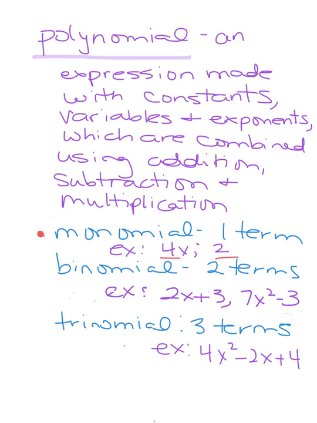If we're looking at a binomial, the prefix bi means 2, so that's something that has two terms. So we have two terms which we're going to add or subtract. So we have 2x plus 3 and 7x squared minus 3. They are both binomials. The last one is a trinomial, which means 3. Tri means 3. So an example is 4x squared minus 2x plus 4.